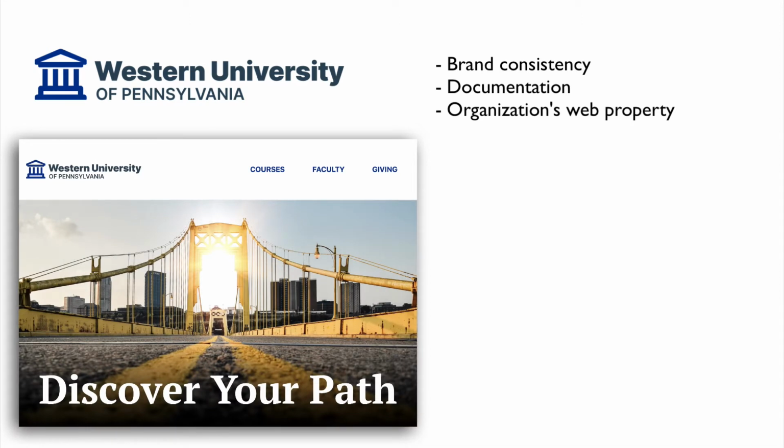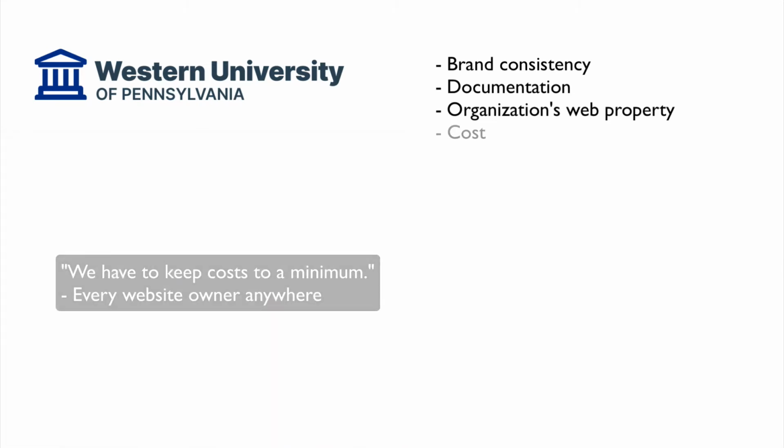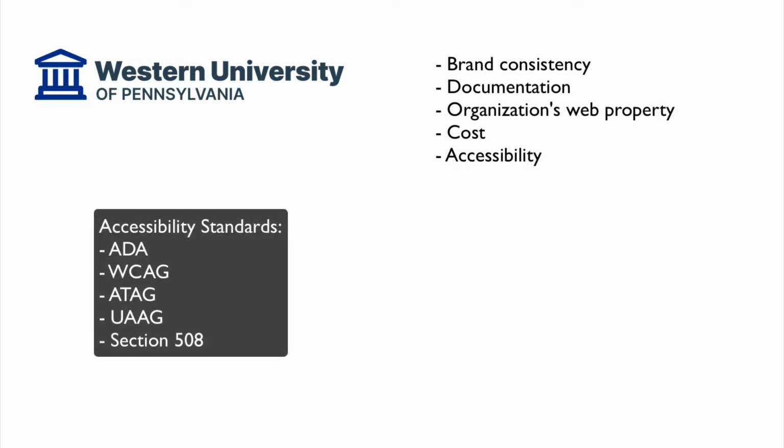Web property or properties. The organization itself will likely have a website or multiple, including internal. Cost. They want to keep costs as minimal as possible across the entire organization. Accessibility. More than ever, there is a vested interest for the organization to guarantee accessibility across all properties.